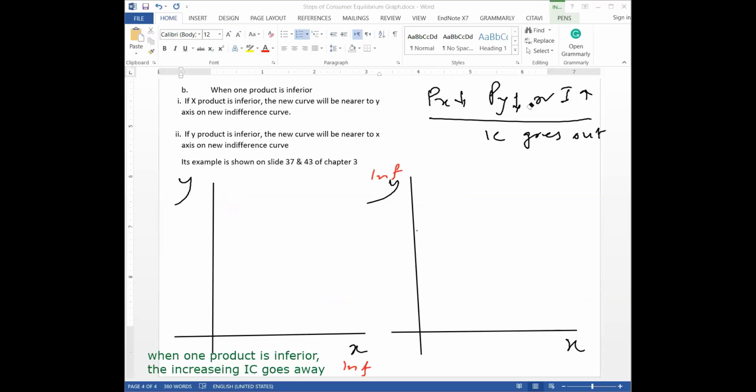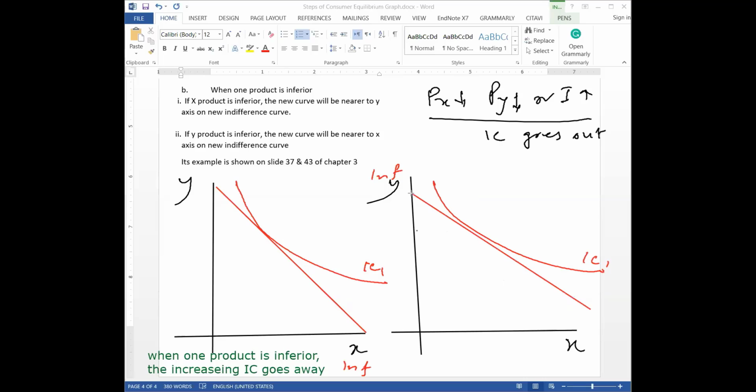In the last case, what we are doing is that we are going inward. So let me draw the indifference curve first. This is the IC1, and the budget lines were touching it only once.